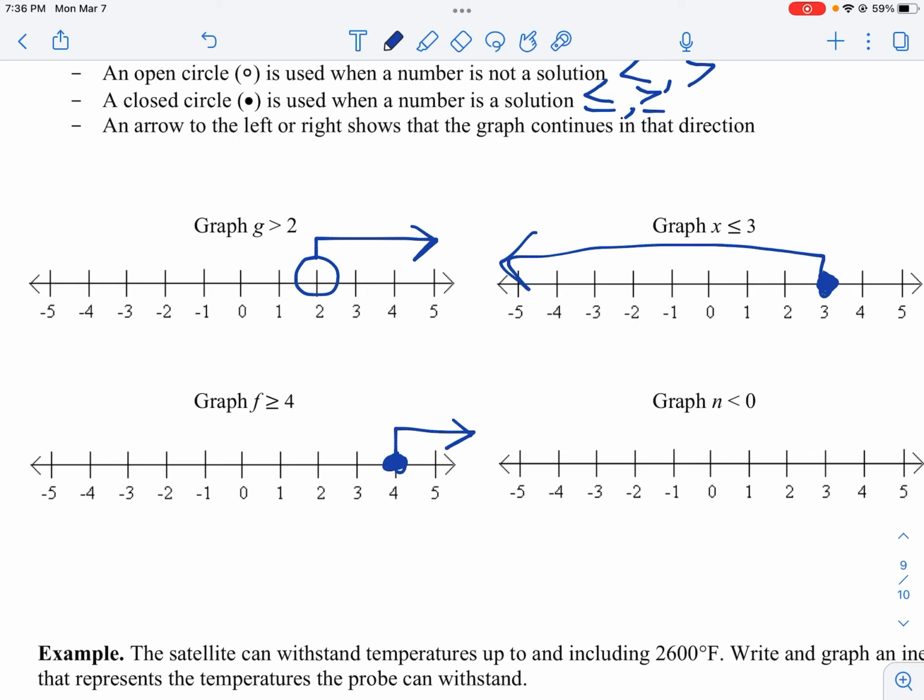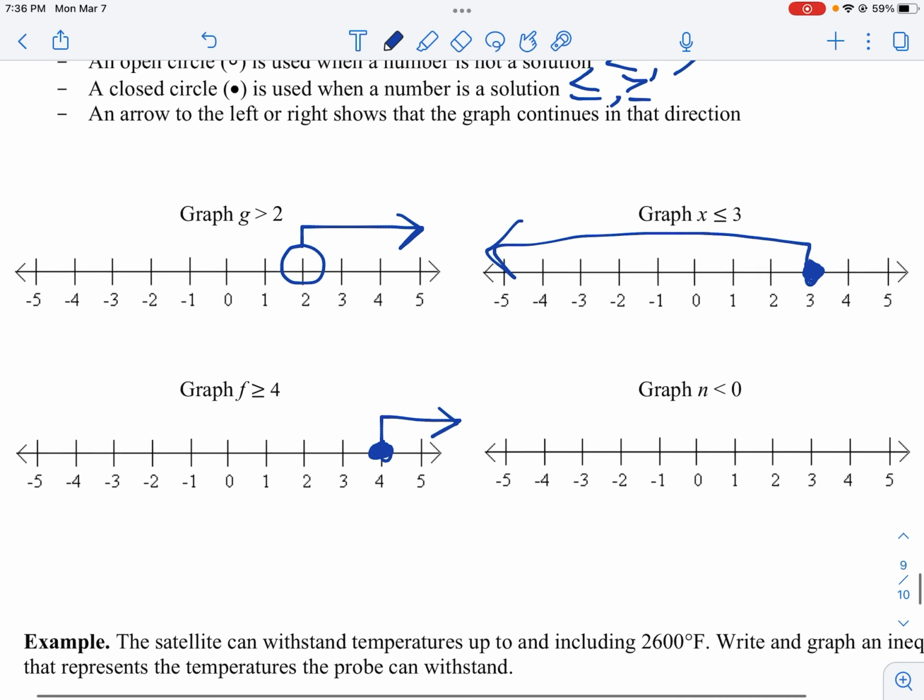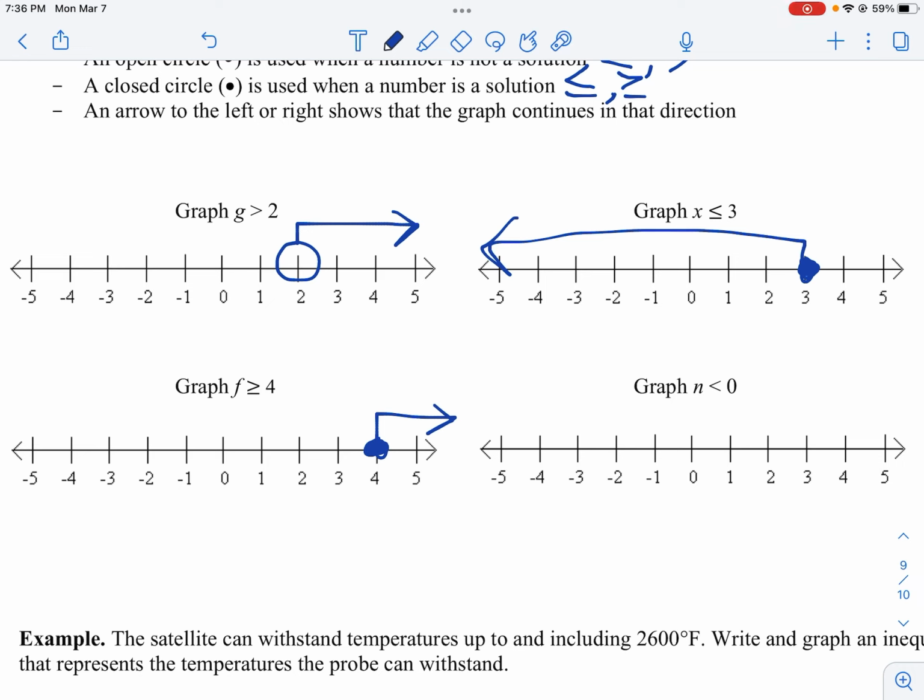Next, we have n is less than 0. Okay, so it's going to be on 0. Is it going to be an open or a closed symbol? It's going to be open because of our symbol. There's no line underneath, so it's going to be open. That means 0 is not a solution. And then it says n is less than 0. So my arrow is going to go to the left because I need all the numbers that are less than 0.